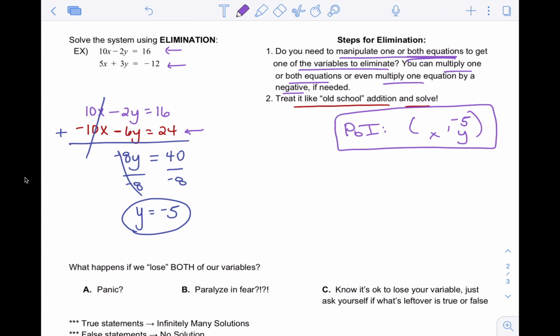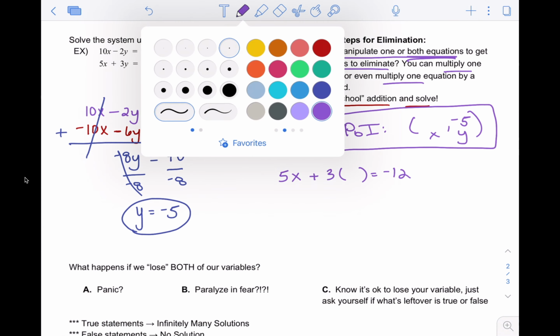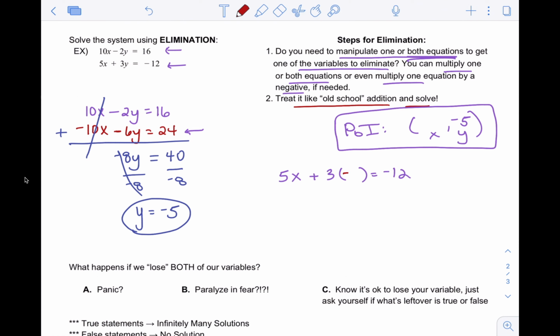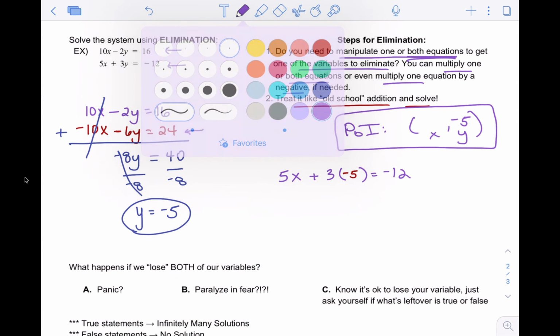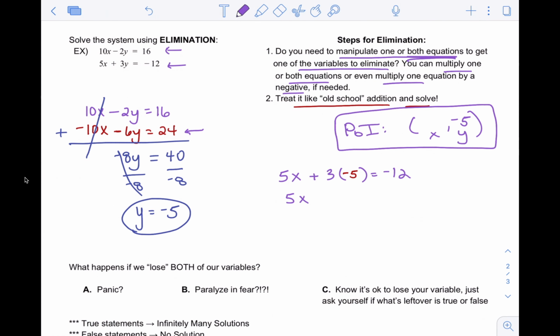The question is, what looks easiest to do? Well, I kind of like the numbers on the bottom a little bit better, though it doesn't really matter. I'm going to go with those. So if I write that out, we have 5x plus 3y equals negative 12. And we already found out that y is negative 5. So if I simplify it, 3 times negative 5 is negative 15.